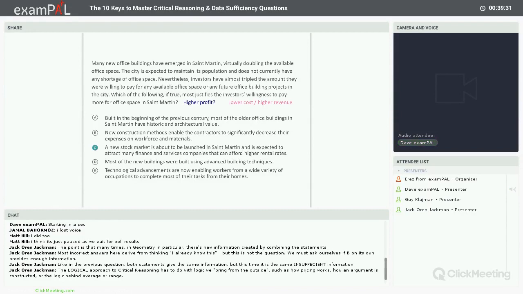Since the passage tells us that their costs are actually higher, 3 times as high, in fact, we know that we're looking for an answer choice which is going to give us a reason that involves higher revenue. And that's exactly what answer C here provides. A new stock market is about to be launched in Saint Martin and is expected to attract many finance and service companies that can afford higher rental rates. So the point here is that we could figure out almost exactly what we're looking for before going through the answer choices. And this is an important point.